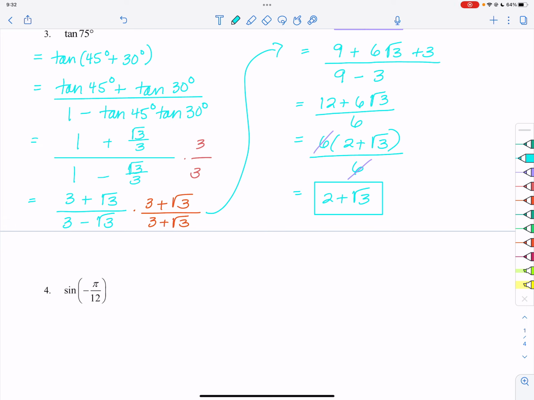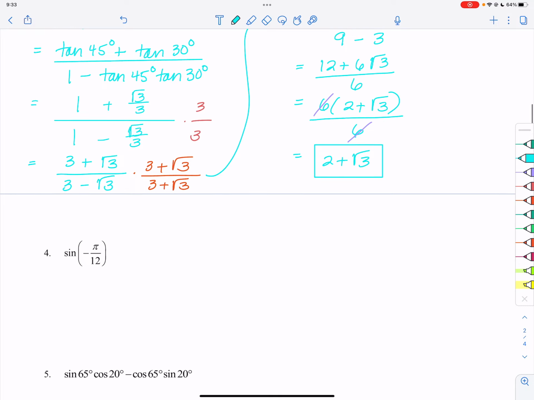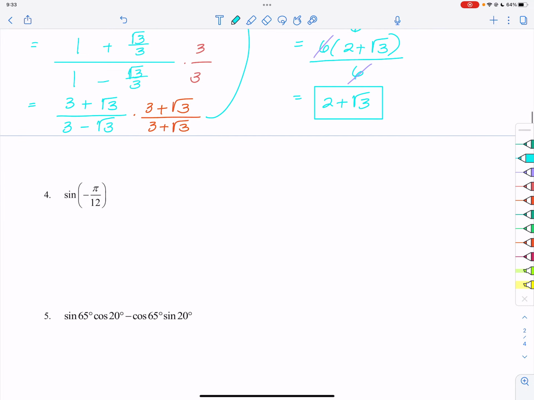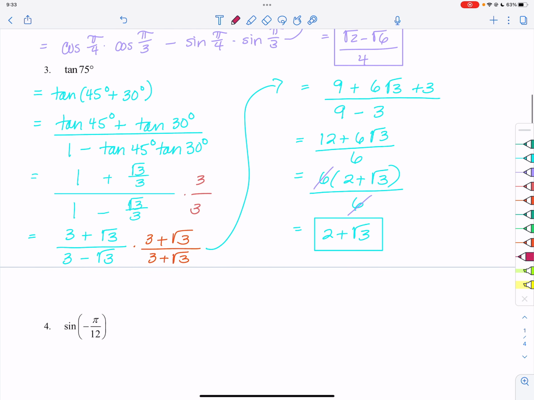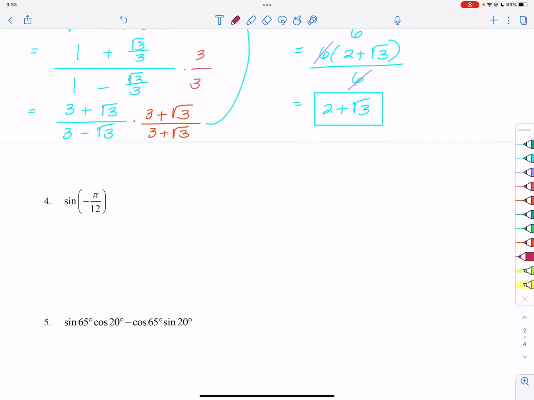Okay, let's look at number 4. We have the sine of the opposite of pi over 12. And we should be thinking about this 3 pi over 12 here. I think I can change colors here to kind of keep it consistent. We have 3 pi over 12, and we have 4 pi over 12. So we could take 3 minus 4 pi over 12 and come up with that negative pi over 12. Let's give that a try first.